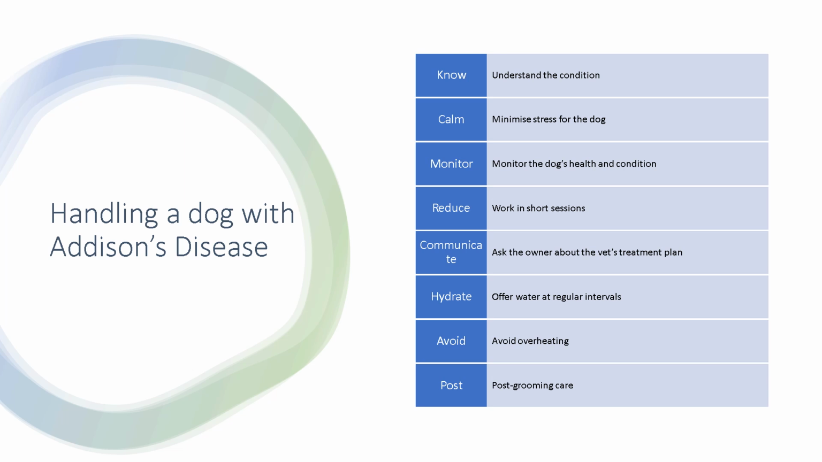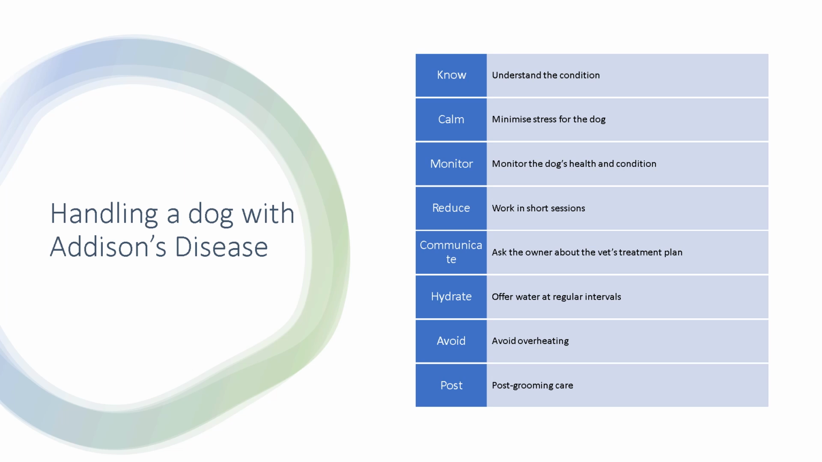Communicate with the owner. Make sure to ask the owner if the dog is on any specific medications or if there are any special instructions for handling the dog due to its condition. The owner might provide advice about their dog's medication or special care needs during grooming. Hydration. Dogs with Addison's disease can sometimes become dehydrated, so ensure fresh water is available during the grooming session. Dehydration can exacerbate symptoms, so keeping the dog well hydrated is important.